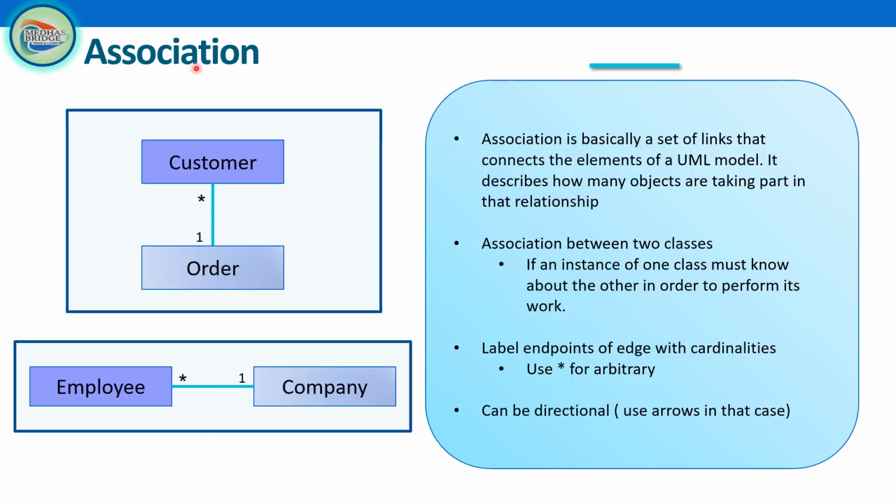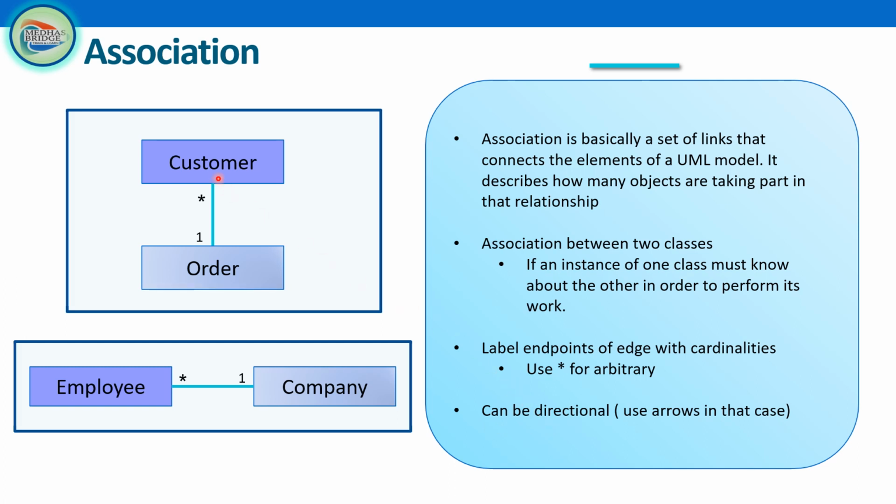Let's look at association. Association is basically a set of links that connects elements of a UML model. It describes how many objects are taking part in that relationship. Association between two classes exists if an instance of one class must know about the other in order to perform its work. Label endpoints of the edge with a cardinality. Use a star for arbitrary. It can be directional. You can use arrows in that case.